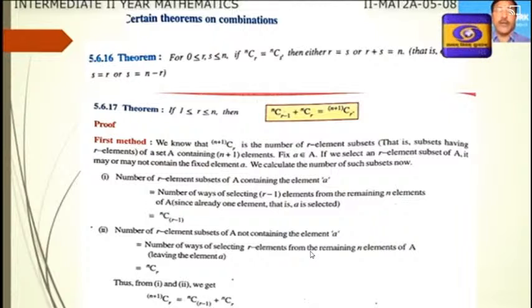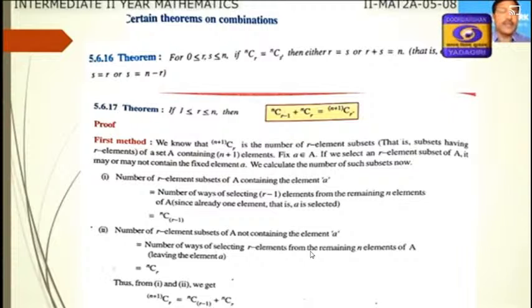A అనే సెట్ లో n plus 1 ఎలిమెంట్స్ ఉన్నాయనుకుందాం. ఇందులోంచి R ఎలిమెంట్స్ ఉన్నటువంటి సబ్సెట్స్, A యొక్క సబ్సెట్స్, ప్రతి సబ్సెట్ లో ఎన్ని ఎలిమెంట్స్ ఉండాలట? R ఎలిమెంట్స్ ఉండాలట. So n plus 1 CR represents the number of R element subsets that can be formed from the set A containing n plus 1 elements. Now this NCR minus 1 represents the number of subsets containing one particular element always, that is in every subset. And NCR represents the number of subsets that can be formed without containing one particular element always.